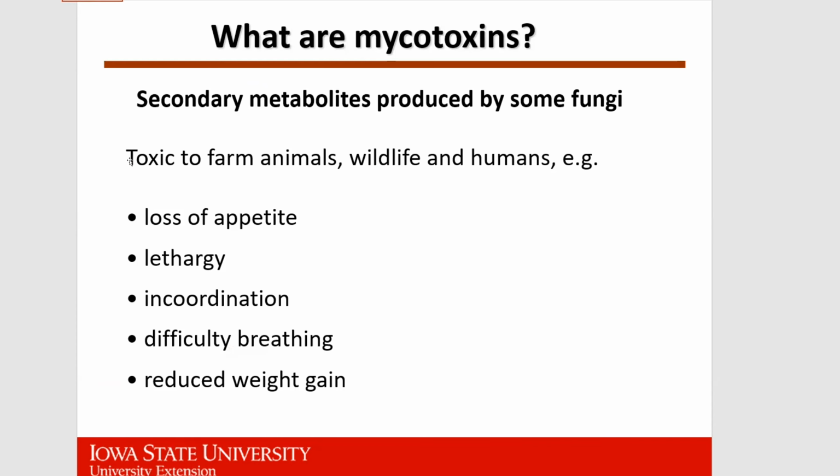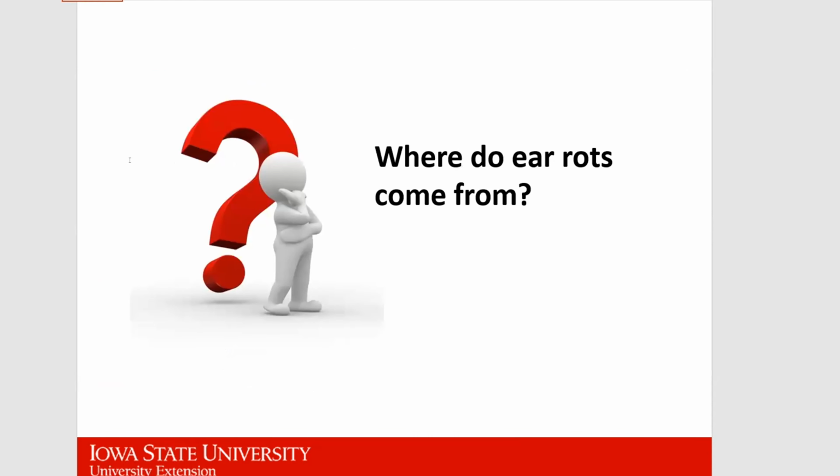Mycotoxins are secondary metabolites that are produced by some fungi. And as I'm sure Brady will talk to you about in more detail later, they can be toxic to farm animals, wildlife, and humans, causing loss of appetite, lethargy, incoordination, difficulty breathing, all that good stuff. So that's why it's important for us to watch out for ear rots. Not just ear rots, but ear rots are probably our primary producer of mycotoxins.